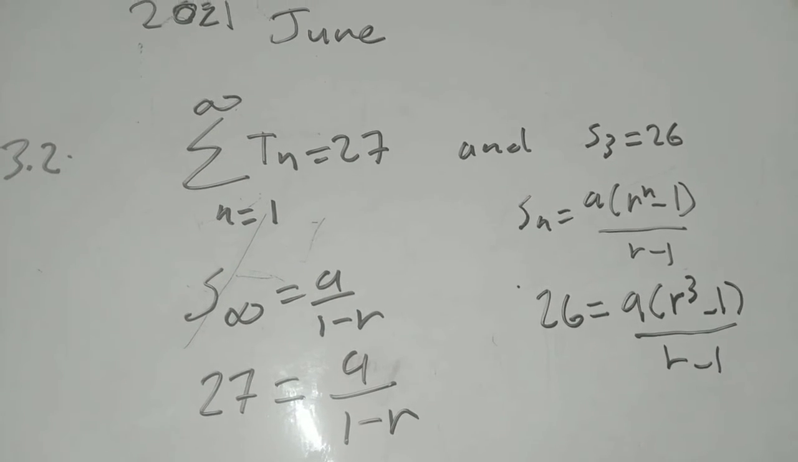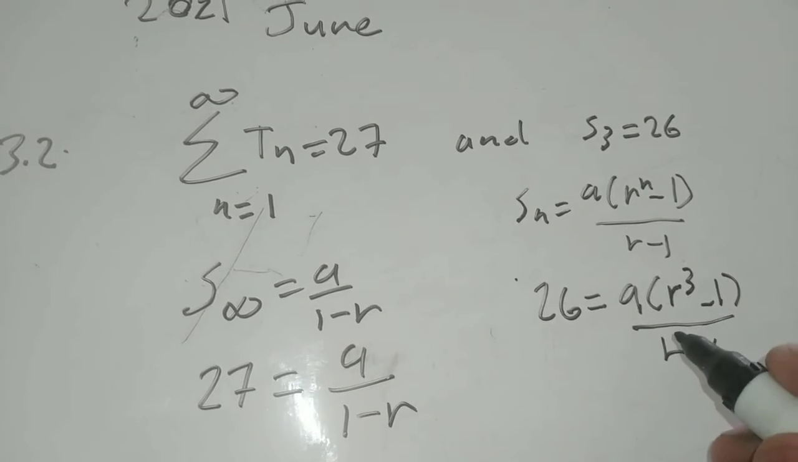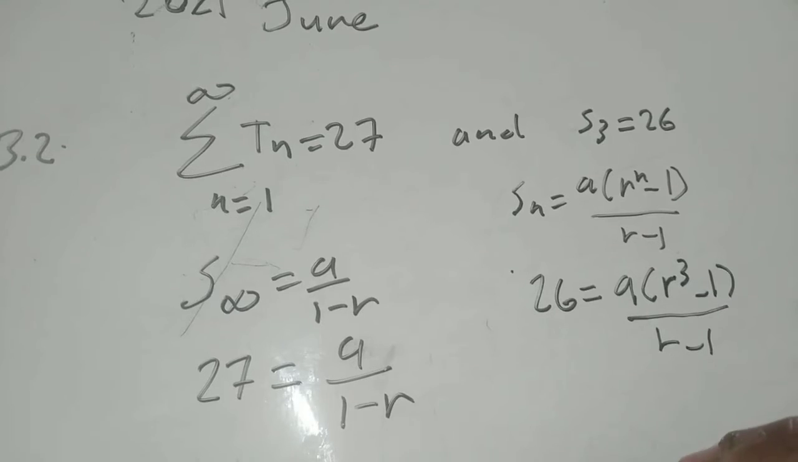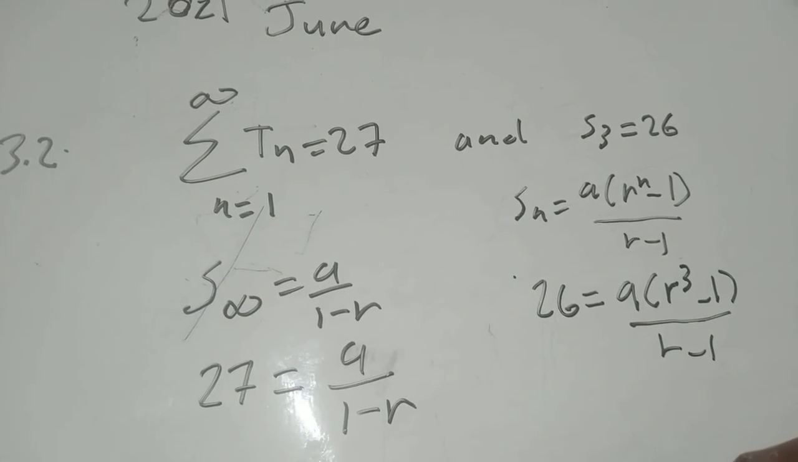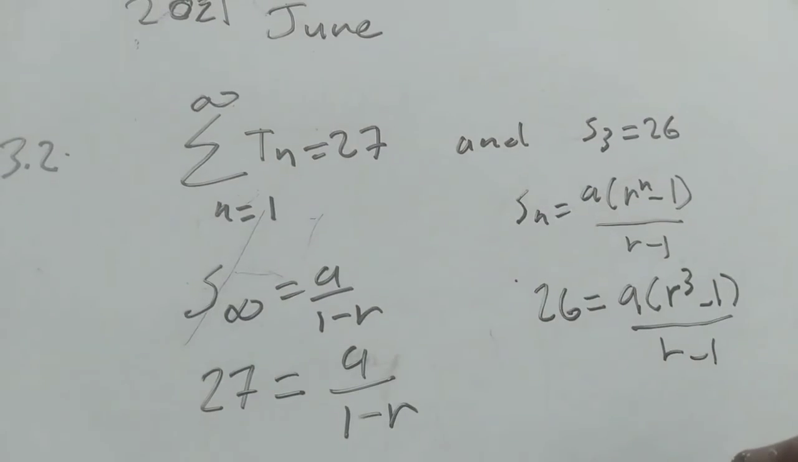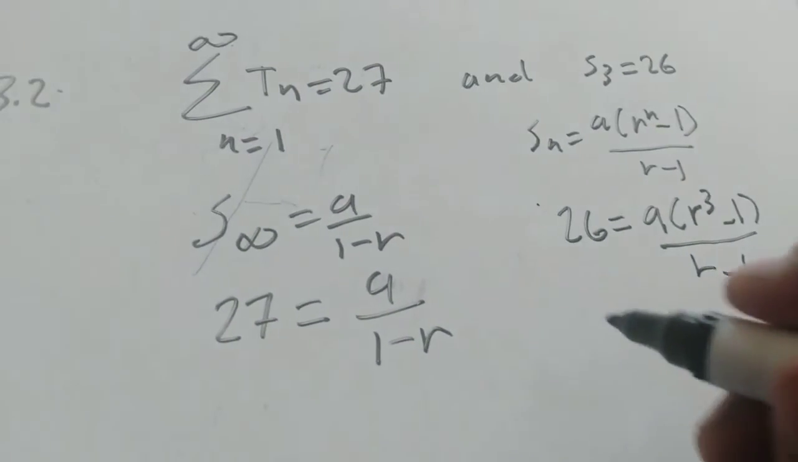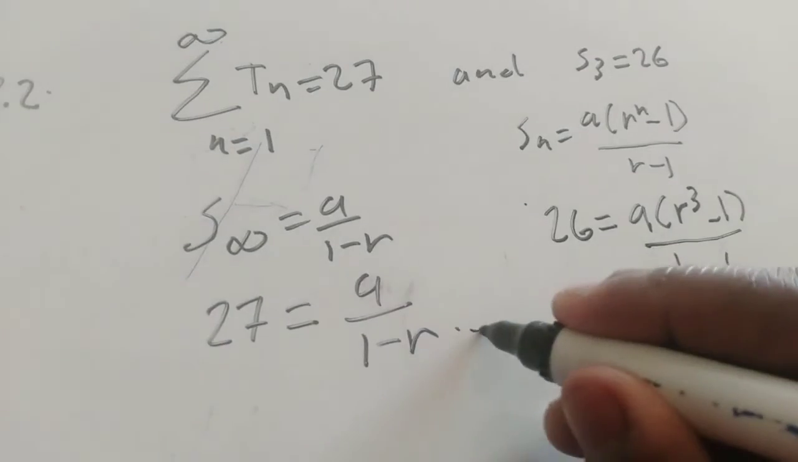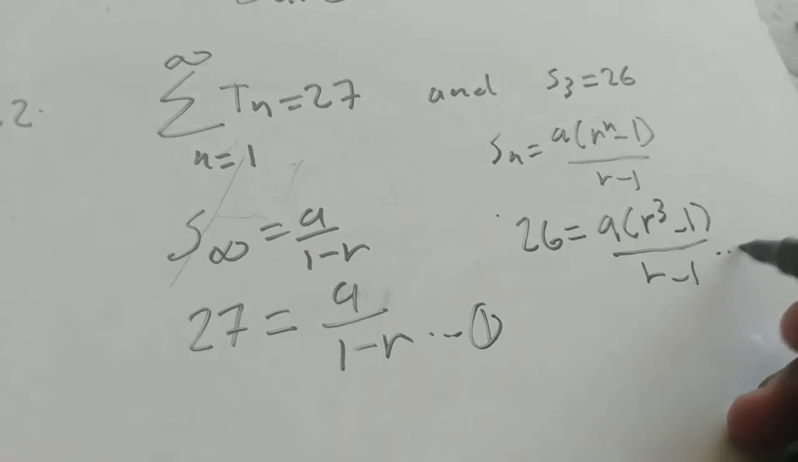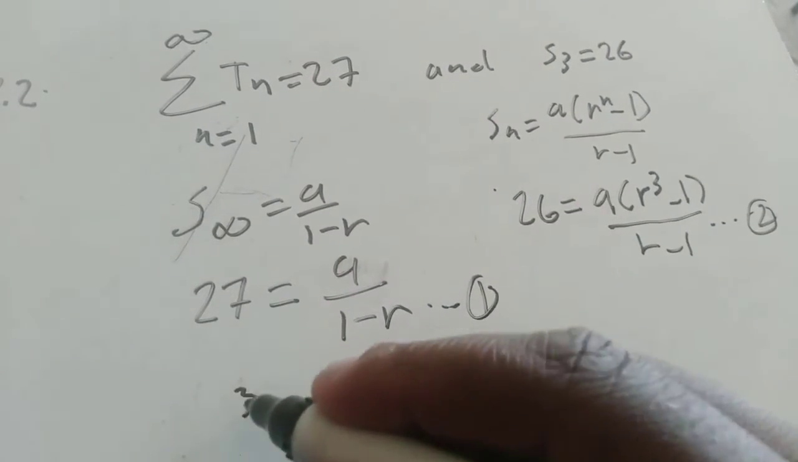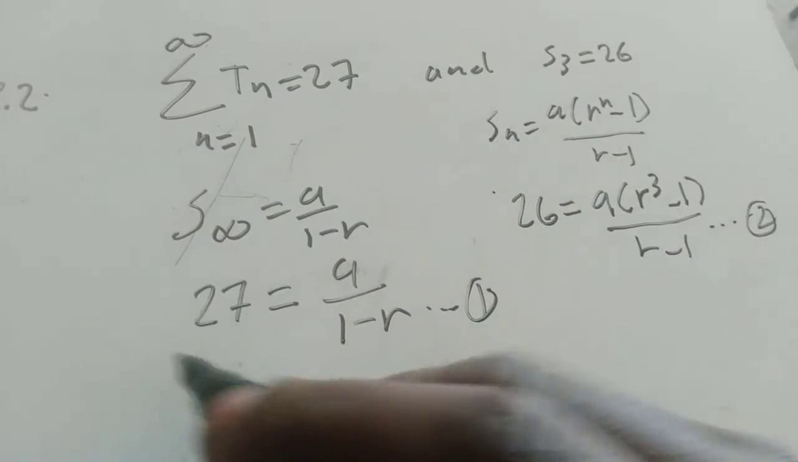So this is not difficult. This is quite easy. Here I can actually factorize using the difference of two cubes, if you look at it, so that we can get rid of the r at the bottom. But if that's going to confuse you, I'm going to just leave it like this. So this is going to be our equation 1. This is going to be our equation 2. And then now we form our equation 3.